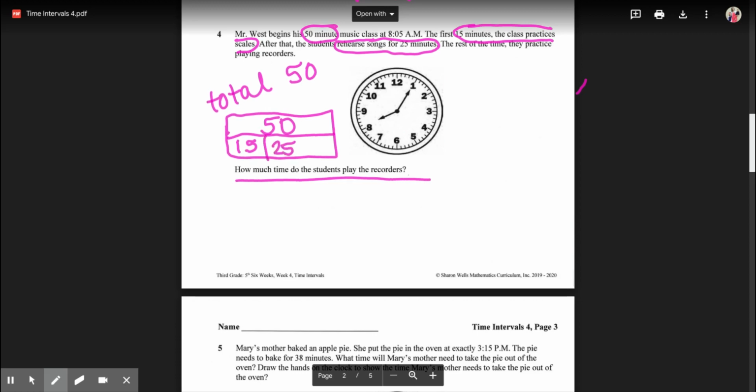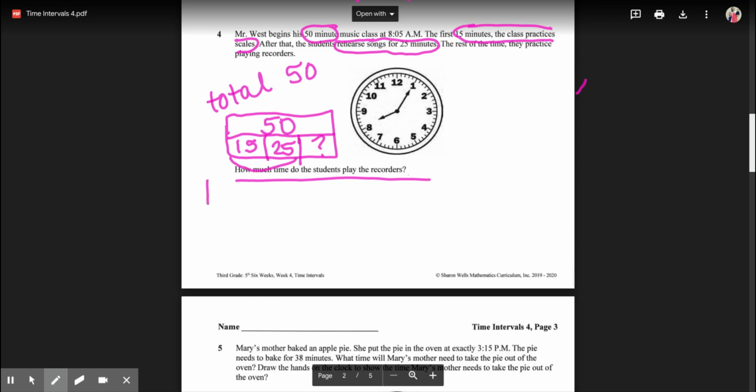25 of those minutes is rehearsing songs. And then the rest of the time, they're practicing playing recorders. We just need to know how much time out of that 50 minutes they get to practice playing their recorders. So we need to figure out how much time they're not practicing recorders out of the 50 minutes to see what's left here. So we kind of need to combine that other time there.